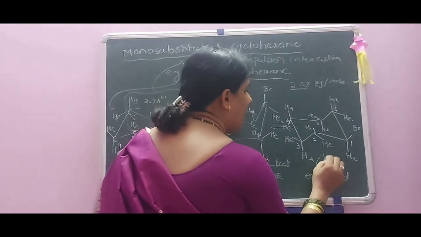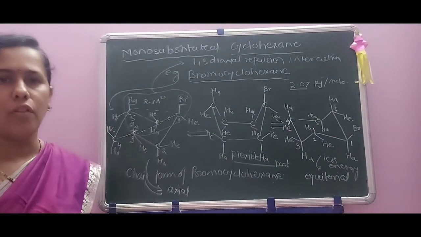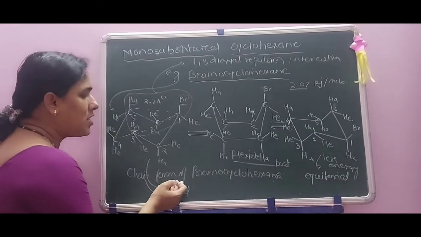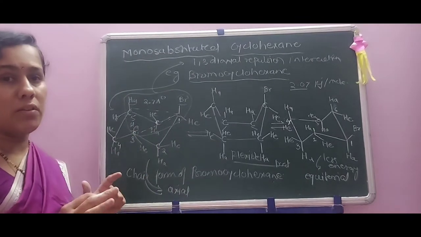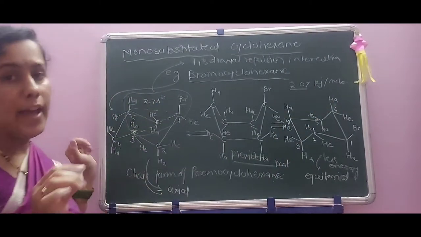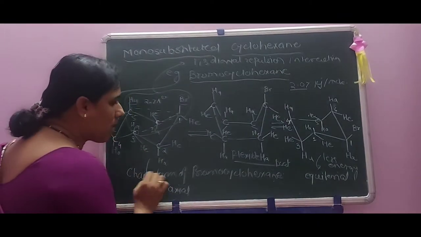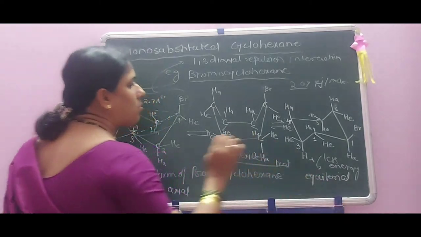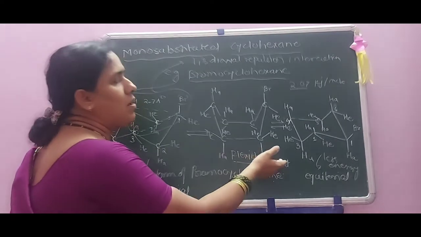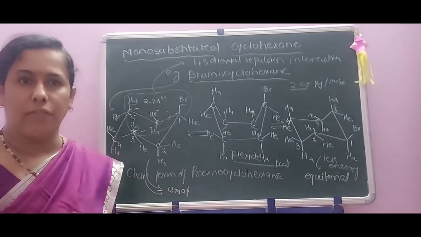and it has less energy, and as it possesses less energy, the equatorial form of bromocyclohexane becomes the more stable one in comparison with the axial chair. The axial chair form is a strained one, therefore it acquires some extra energy, that is 2.07 kilojoule per mole. But what happens at normal room temperature? At normal room temperature, the axial chair form and the equatorial form of bromocyclohexane interconvert via flexible boat conformations. Therefore, these two conformations cannot be separated from each other.